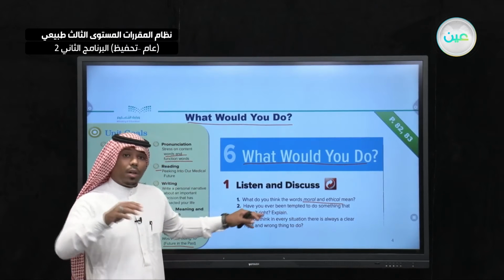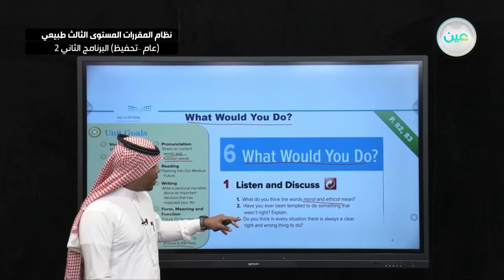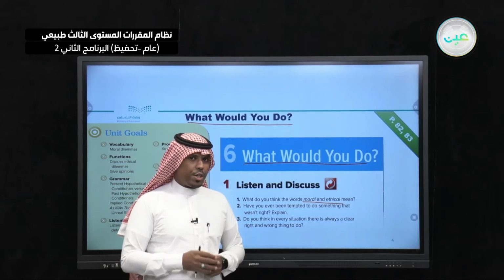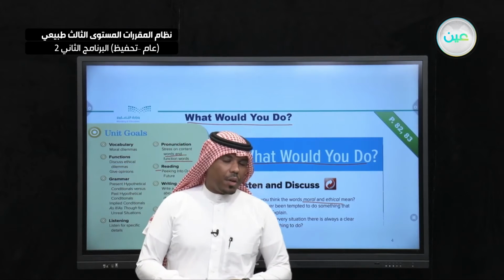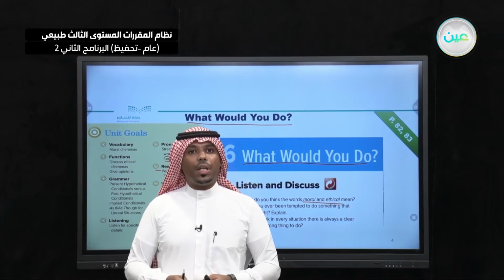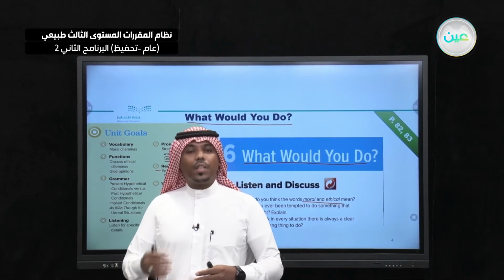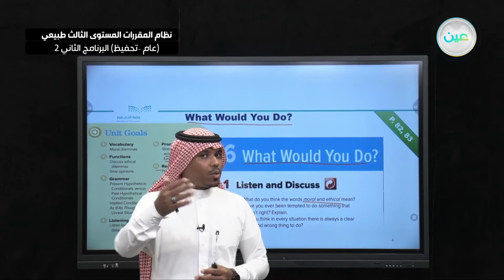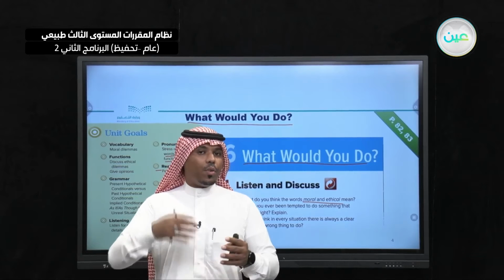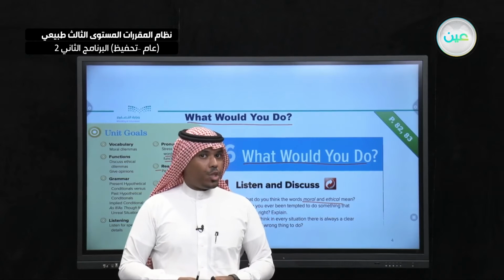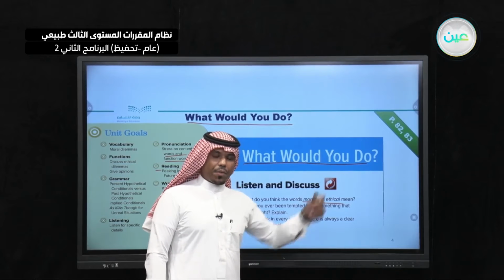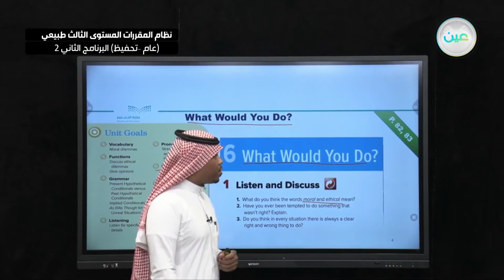Maybe, okay, but how? You are going to explain this. Then, do you think in every situation there is always a clear right and wrong thing to do? Why am I asking you this? Next we are going to see 4 dilemmas that are talking about situations, okay? And of course, I'm going to ask you what you would do if you were in this situation. Now, on page 82 and 83, but we'll start with 82.